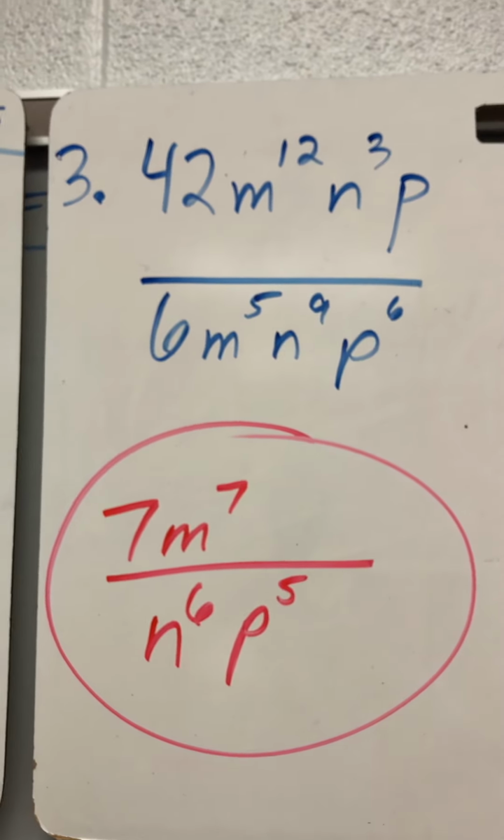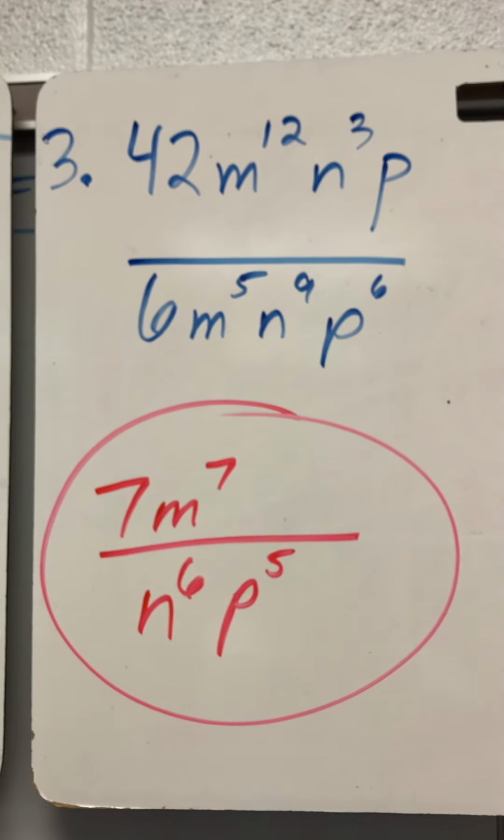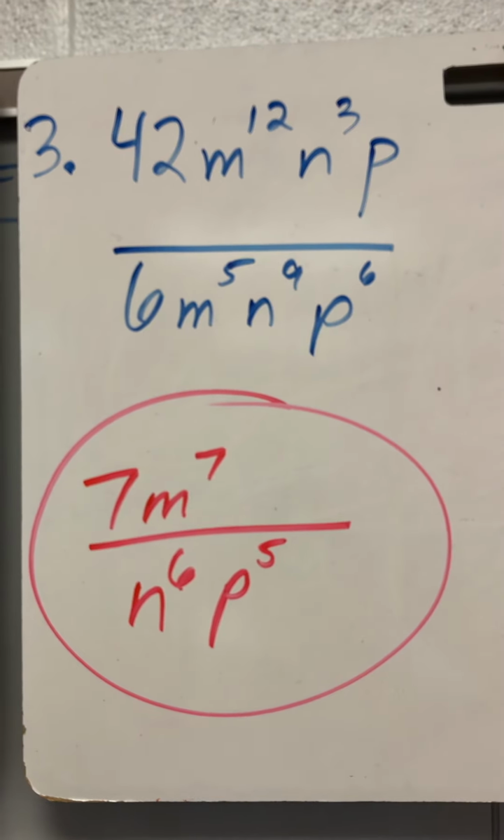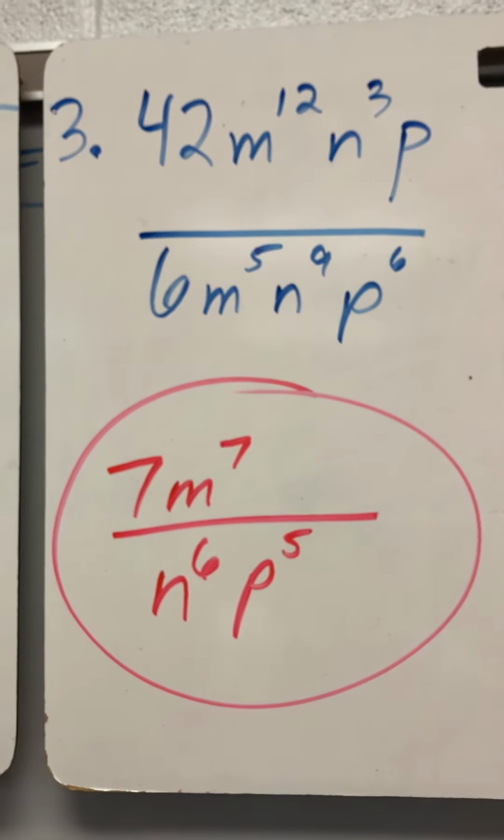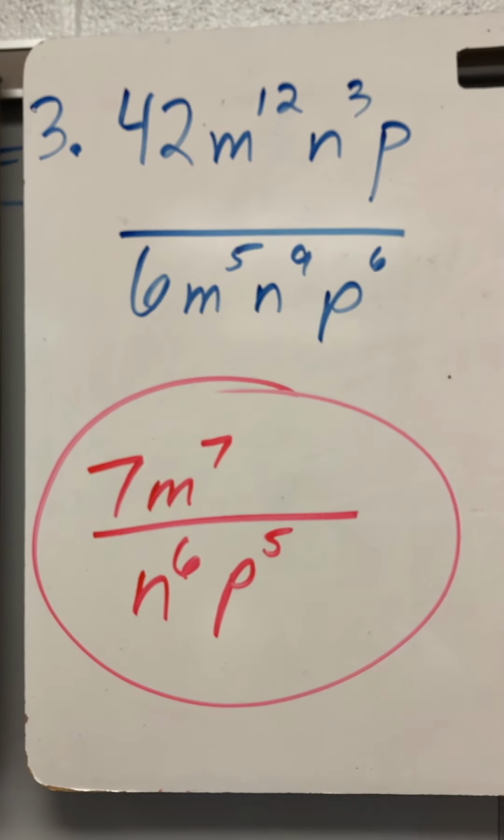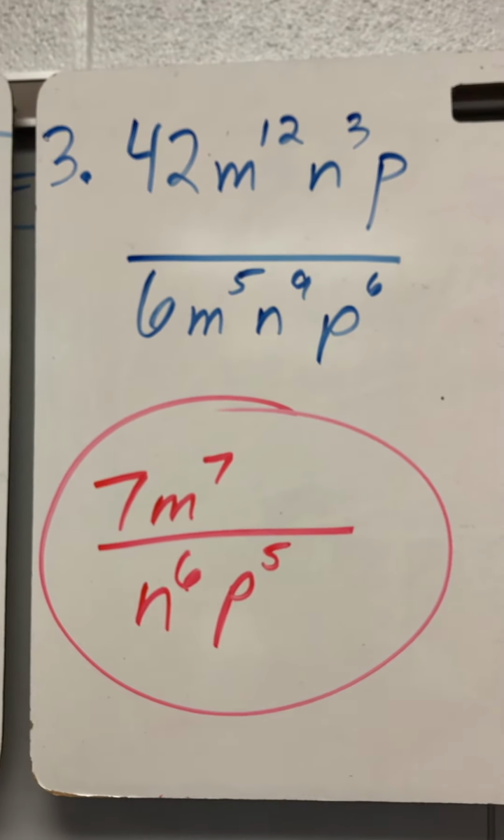42 n to the 12, n to the 3rd, p over 6 m to the 5th, n to the 9th, p to the 6th. Leaves you with 7 over 1, right? M to the 7th over n to the 6th, p to the 5th.